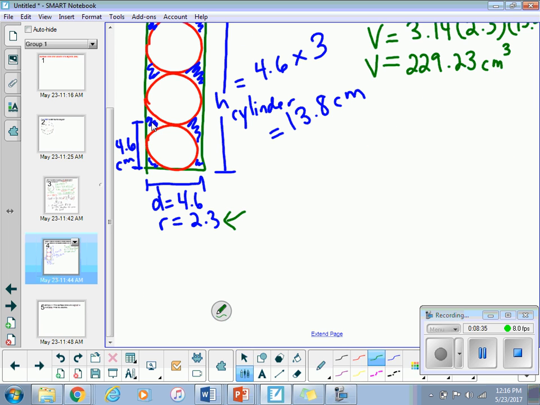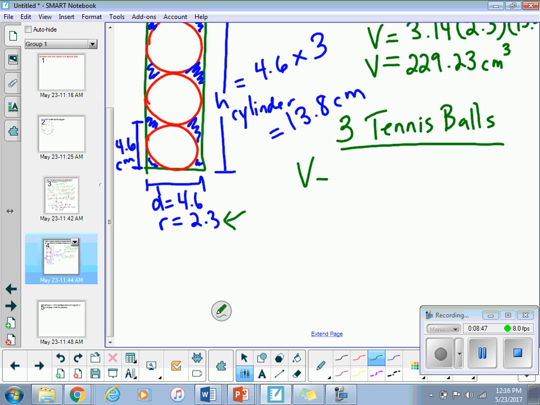Okay. Now, how about the volume of each of the tennis balls? Actually, I'm going to combine it into all 3. So the 3 tennis balls. Because there's 3 of them, it's going to be 3 times, okay? And now how do you get the volume of the sphere? So remember, the volume was 4 pi r cubed divided by 3.